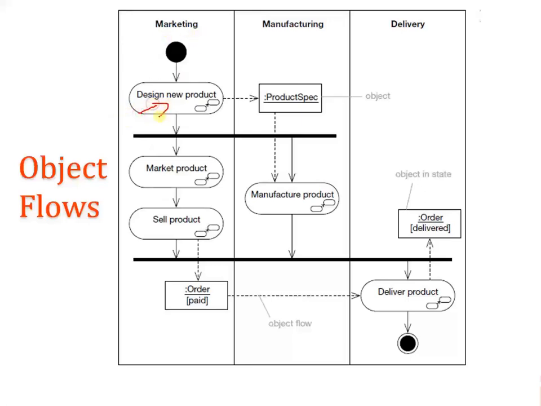As soon as this activity is completed, you can see an object is created, which is called product specification. Similarly, when sell product is completed, you can see the order is generated, which is said to be in paid state. Similarly, after the deliver product activity is completed, you can see the order has moved to delivered state. Such object representation, the output objects and also the state of an object, can be demonstrated using the activity diagram.